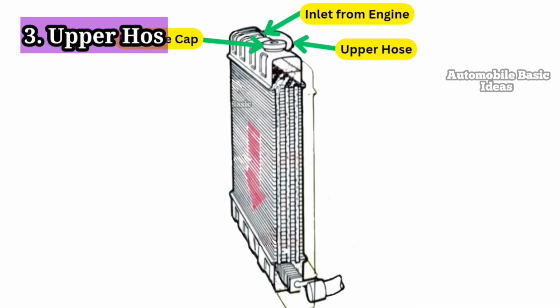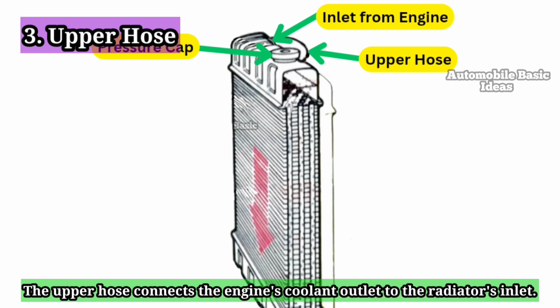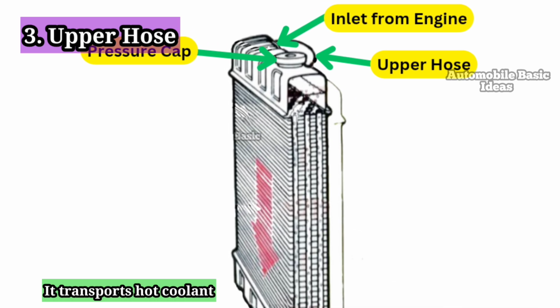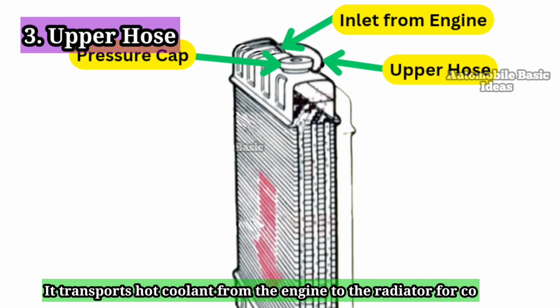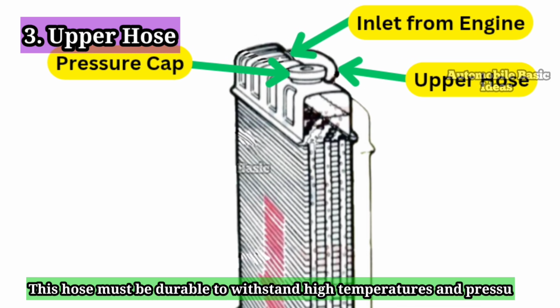3. Upper hose. The upper hose connects the engine's coolant outlet to the radiator's inlet. It transports hot coolant from the engine to the radiator for cooling. This hose must be durable to withstand high temperatures and pressure.